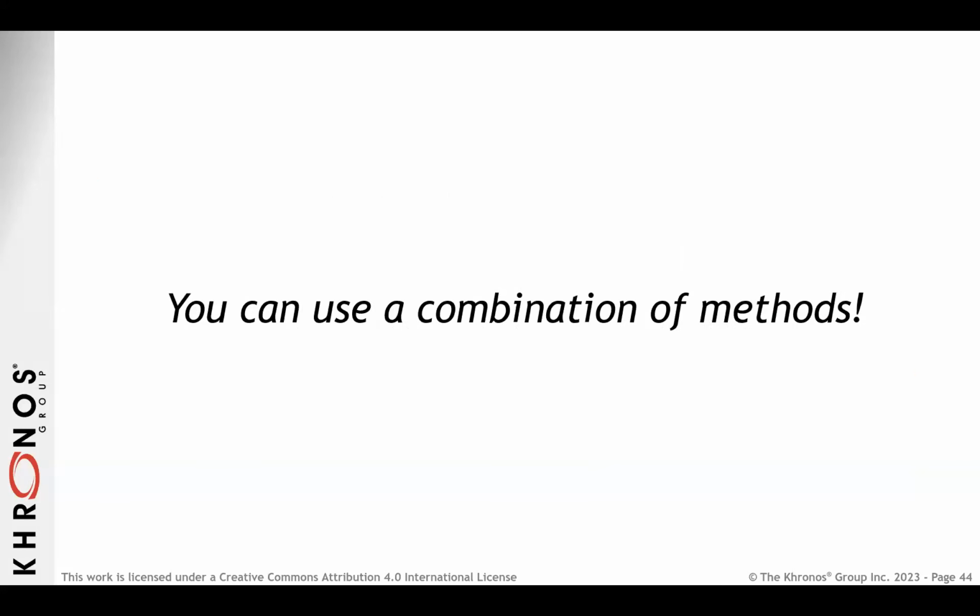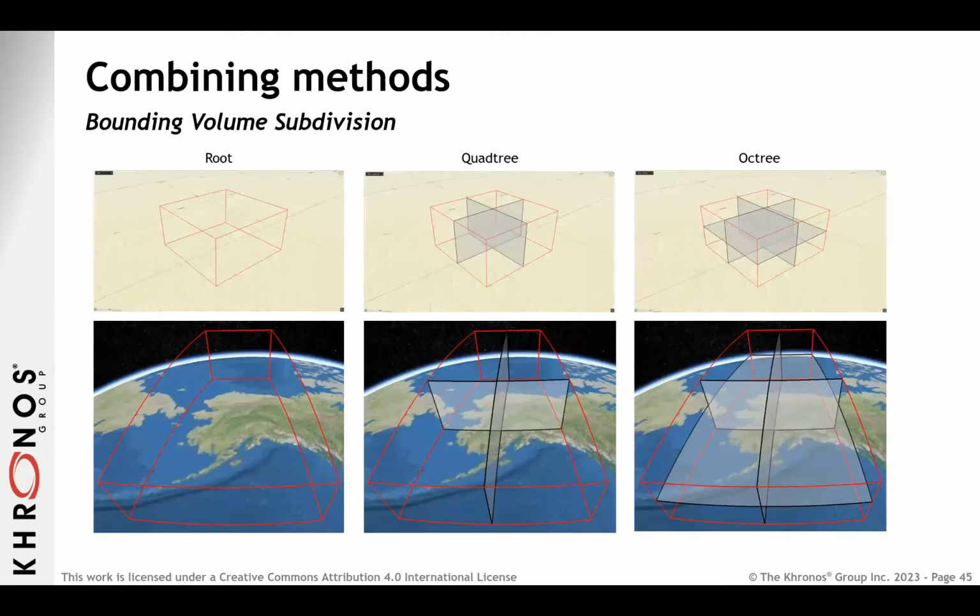I just want to stress, you can use a combination of methods. You don't have to use a single method. In fact, with 3D Tiles, that's what we do. We use a combination of octrees and quad trees based on what's going on. For our bounding volume subdivision, for example, you can see that we've got a root box here, and then you can use either a quad tree or an octree, and this is how it is stretched across the globe.